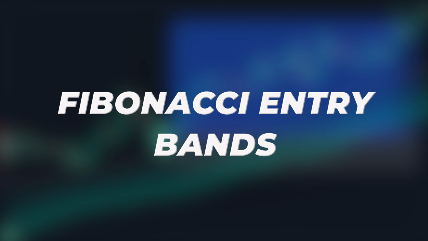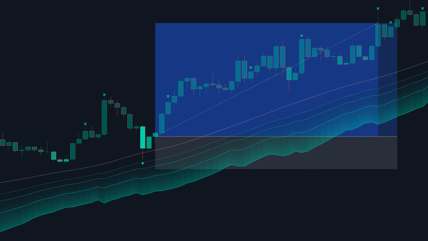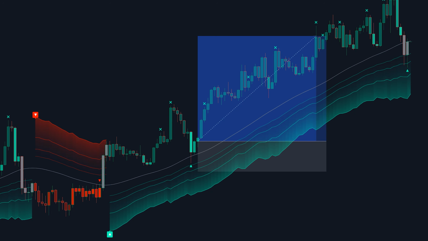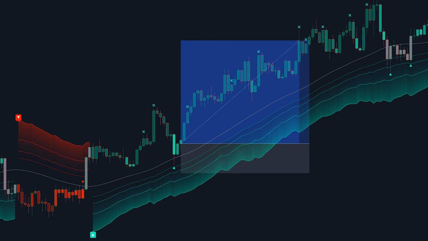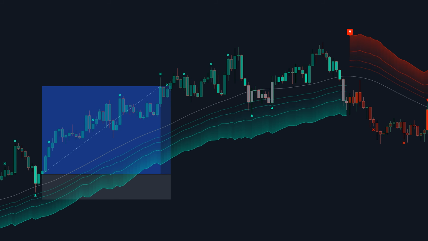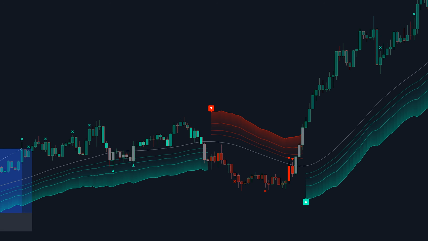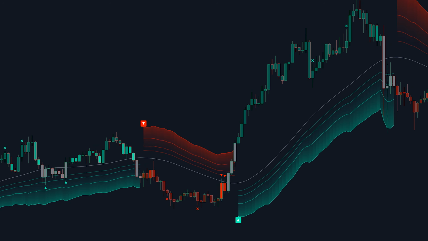In summary, Fibonacci Entry Bands merge a clear trend filter with Fibonacci-scaled volatility so you can see entries, extensions, exits, and even do-nothing ranges at a glance. The basis defines the bias, the ATR or SDEV engine breathes with your market, the bar colors warn you about stretch and chop, and the markers, trend shifts, bounces, and TP crosses help you execute without overthinking.